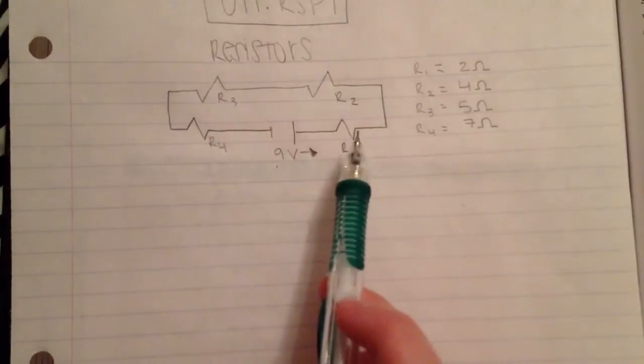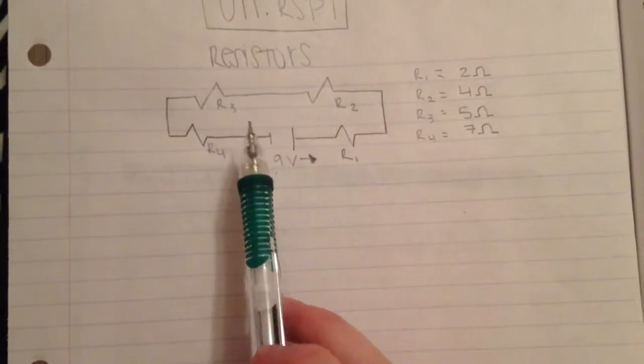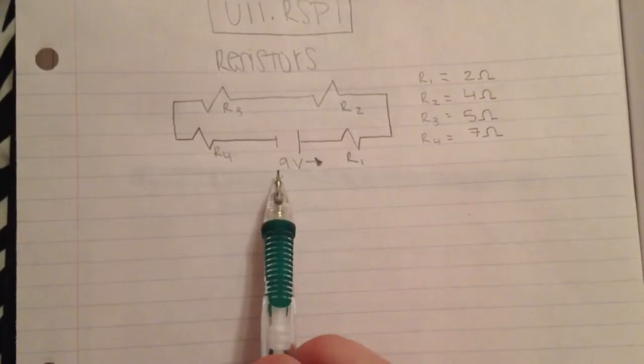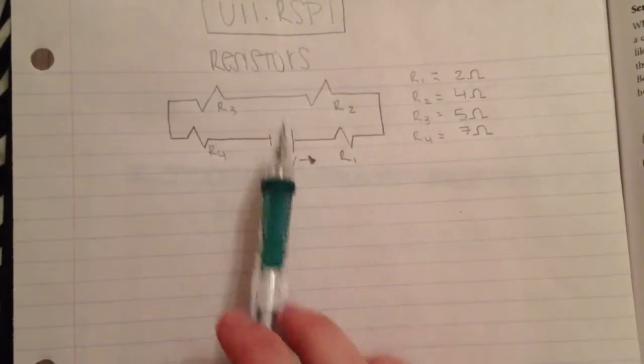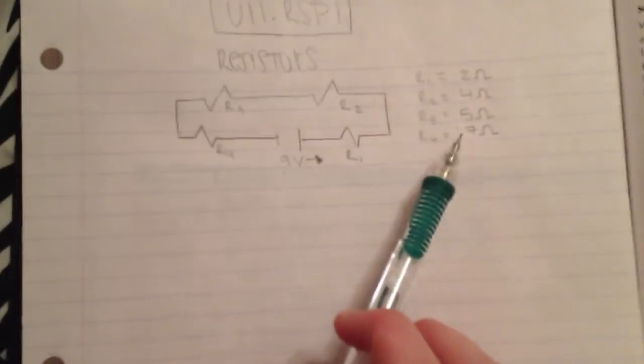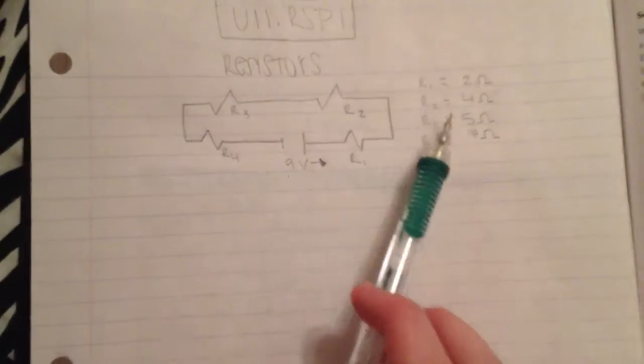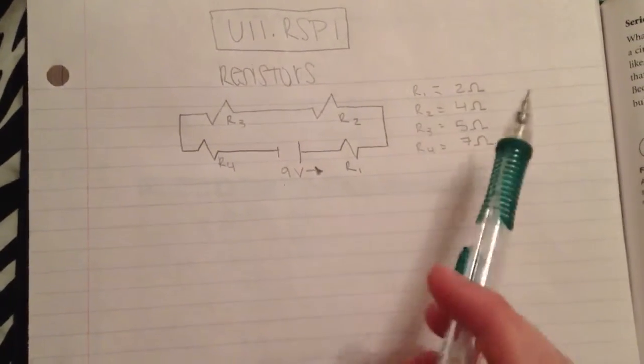So I have my circuit drawn, and this circuit is in series since there are no junctions, and there are 4 resistors in the circuit and 9 volts going across the entire circuit. We have a resistance for each of the resistors of 2, 4, 5, and 7 ohms.